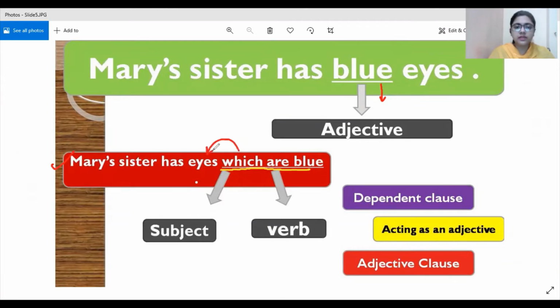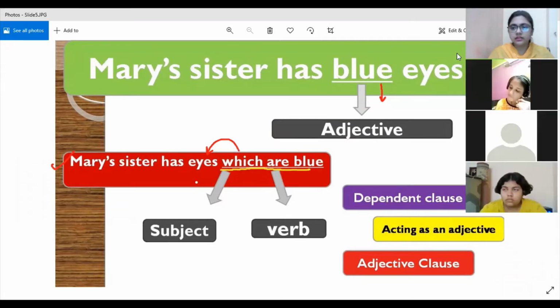So eyes will be called its antecedent because it is being described. Yes. A noun which is being described is known as the antecedent, and the clause which describes the noun is known as an adjective clause. Okay.